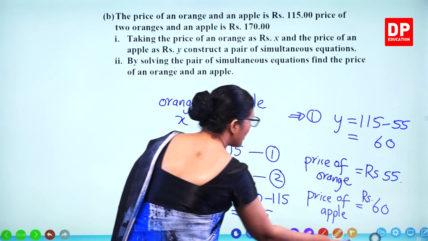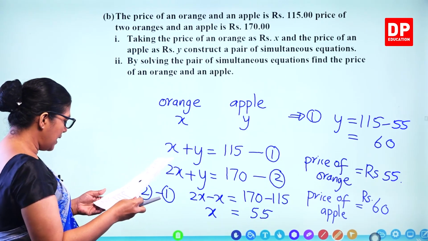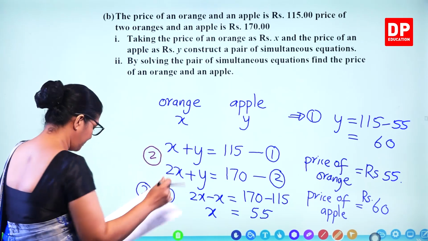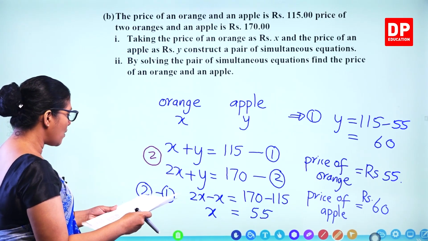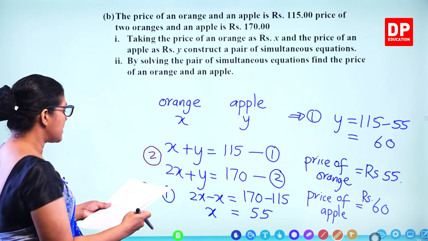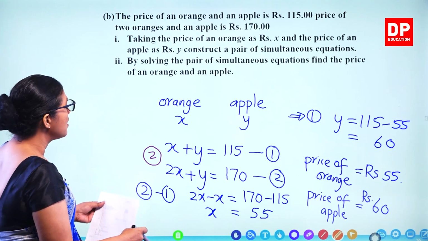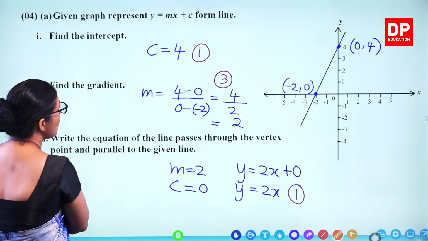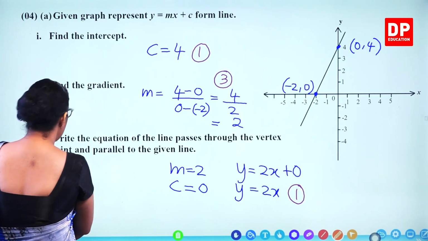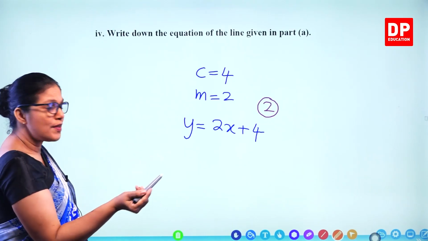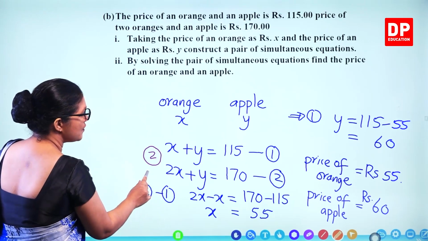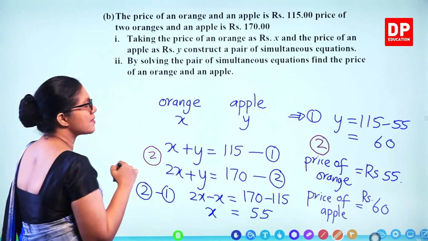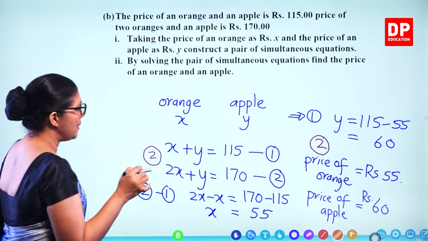How many marks for this question? This is part B. Constructing the two equations, you get 2 marks. And then solving, x equals 55 and y equals 60, you get 2 marks. So how many marks did we give before? 3, 4, 5, 6, 7. So other 4 marks for part B. So this is 2 and everything for this step is 2 marks. So altogether 4 for part B.